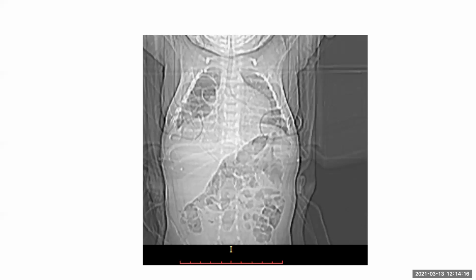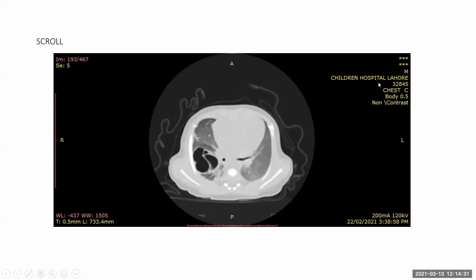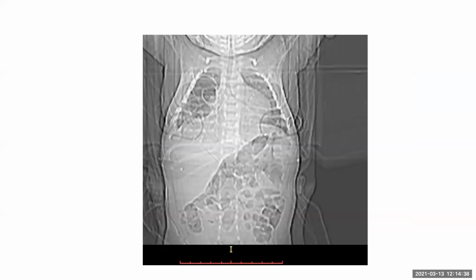This is a topogram, I know, not very clear, but we can still see the pathology in it. This is the scout of the CT chest and abdomen of a child, a neonate I believe, presenting with respiratory distress. In the topogram, I can see lucent areas, air-filled, in the right hemithorax.